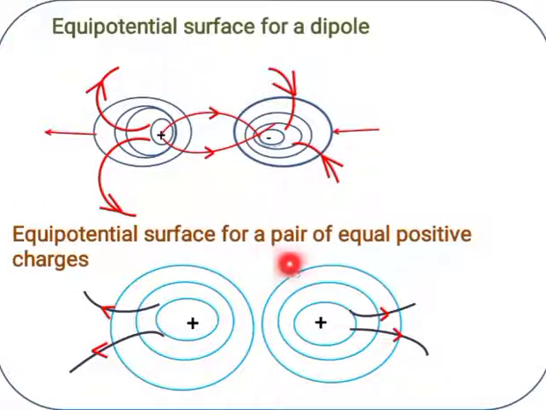This is one more example: equipotential surface for a pair of equal positive charges. Suppose we consider two similar charges, then this imaginary surface is the equipotential surface. We can study the electric potential for this type of pattern also. So these are a few examples which show the equipotential surface.